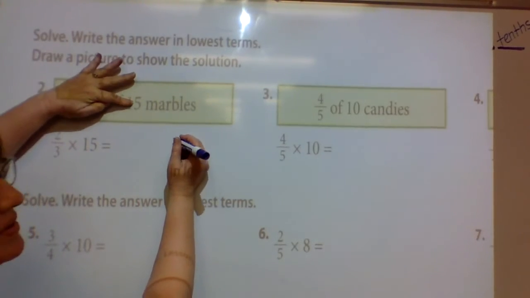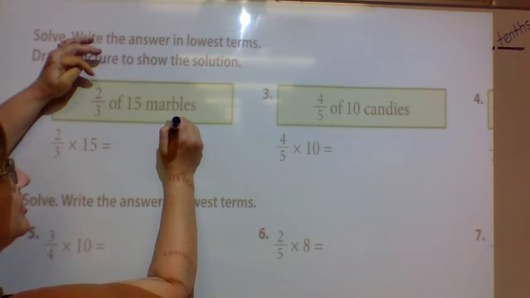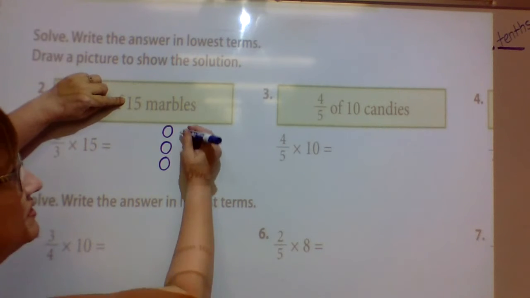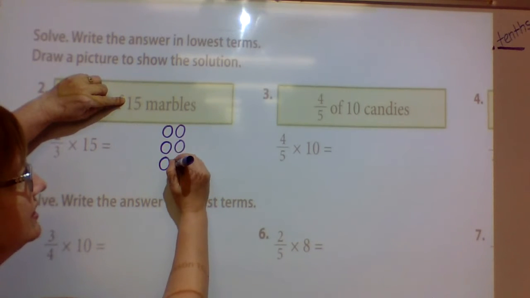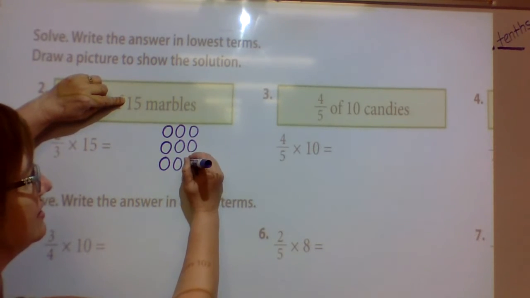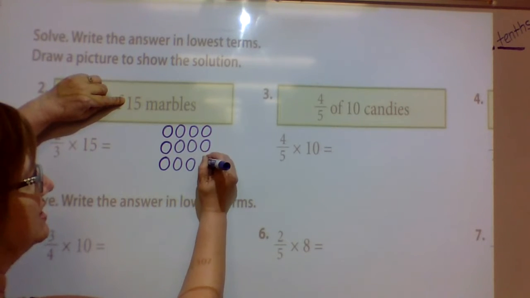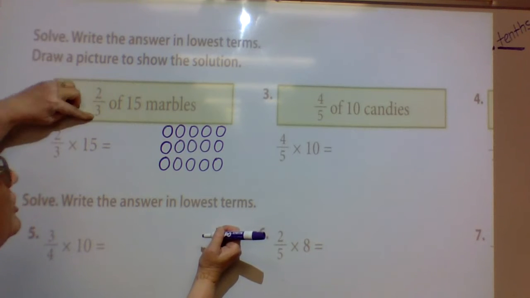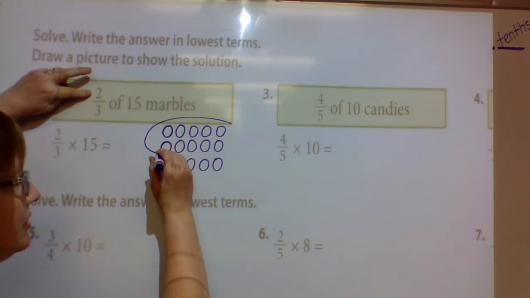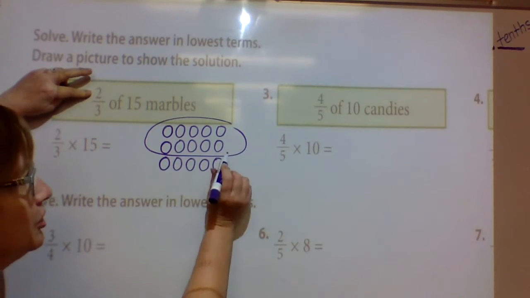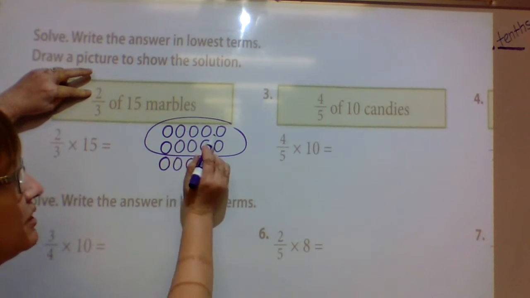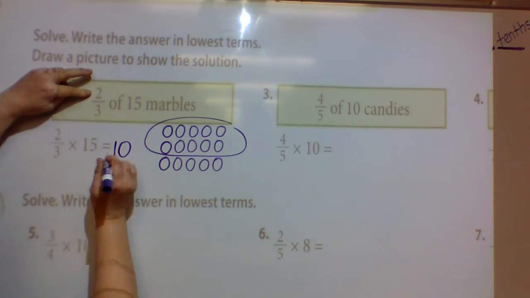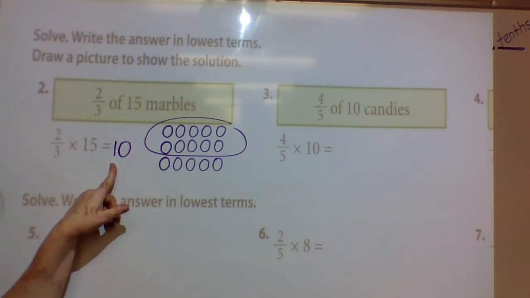3 groups of 15. Plus, I like this. This is fun. So 1, 2, 3 groups, and keep going until you get to 15. 4, 5, 6, 7, 8, 9, 10, 11, 12, 13, 14, 15. And we want 2 of those groups. There's 1 group, 2 groups. So how many are in 2 groups? 2, 4, 6, 8, 10. So 2/3 of 15 equals 10.